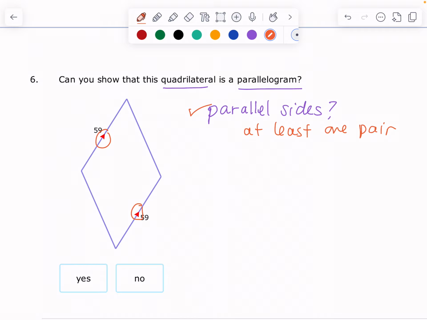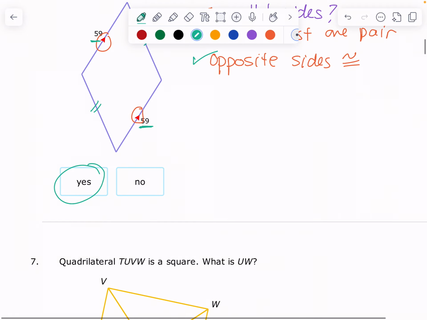The next thing is the opposite sides would need to be congruent. Well, hey, opposite sides being congruent, that's 59 and that's 59. That's true. We're going to stop there and just say yes, it is a parallelogram because we have parallel sides and opposite sides congruent. Because if those are congruent, then for sure this side has to be congruent to that side because it forces it to happen. It forces all the angles to have to be the same. And yep, that's all you need. So cool.